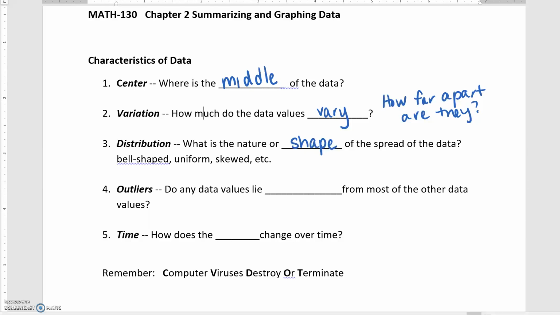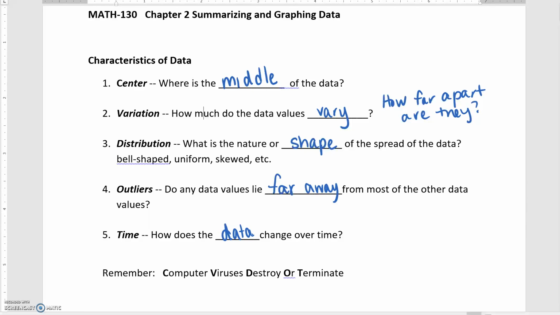Are there any outliers? Do any of the data values lie far away from most of the other data values? And sometimes you'll want to think about time. How does the data change over time?